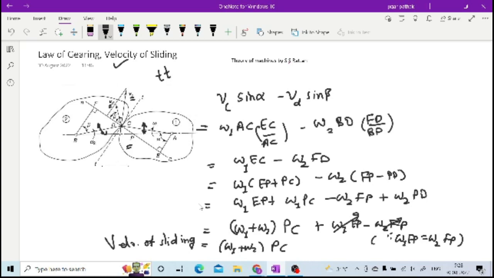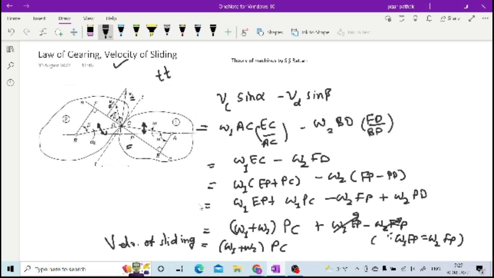See, just now we have derived that, I don't know whether you will be able to make a note of it or not, but if you have a screenshot of that one, then also you can check that omega 1 EP is equal to omega 2 FP. That is what we have just now derived in the law of gearing.